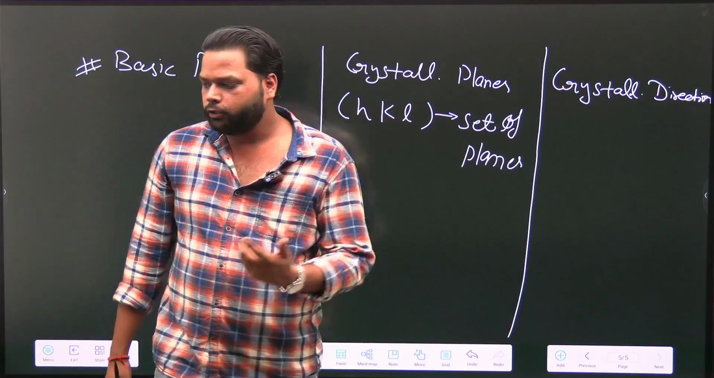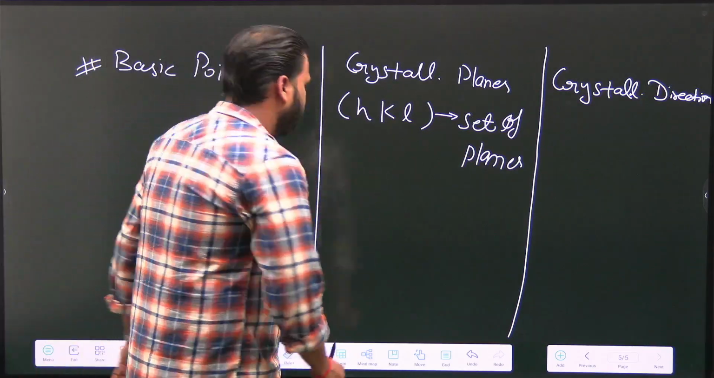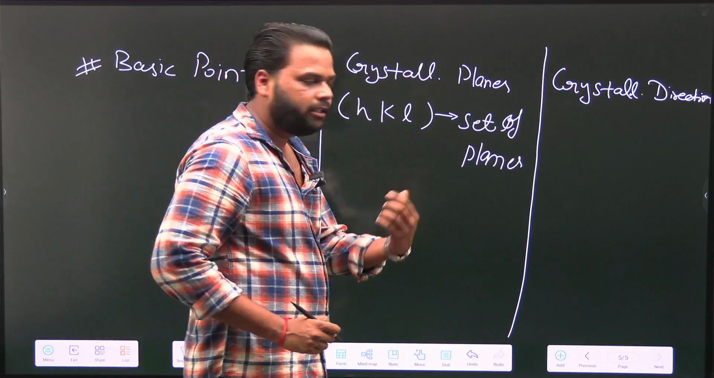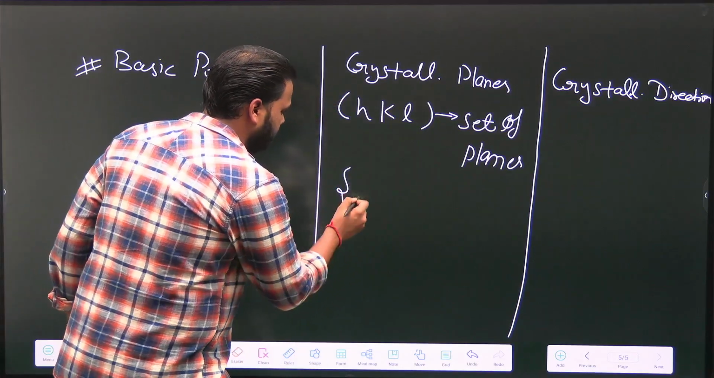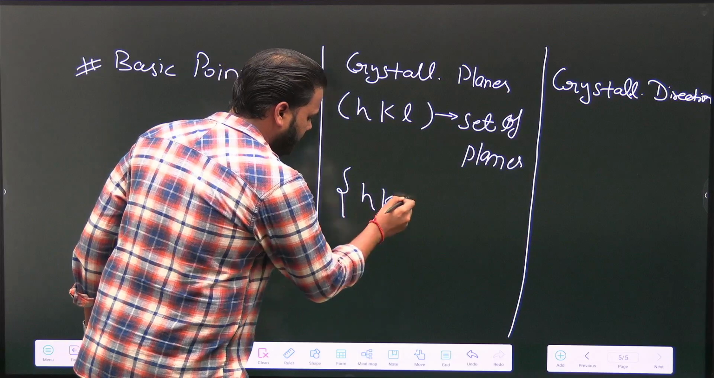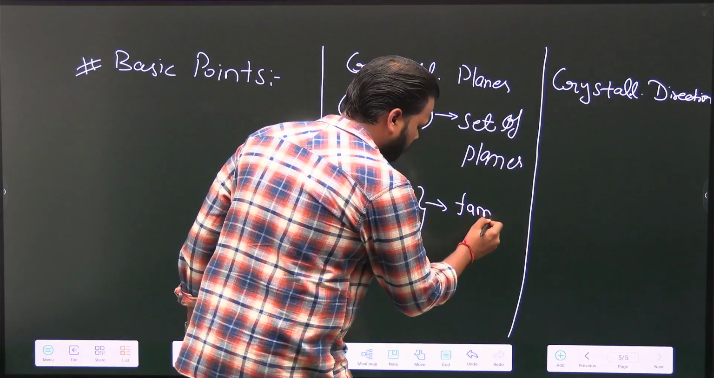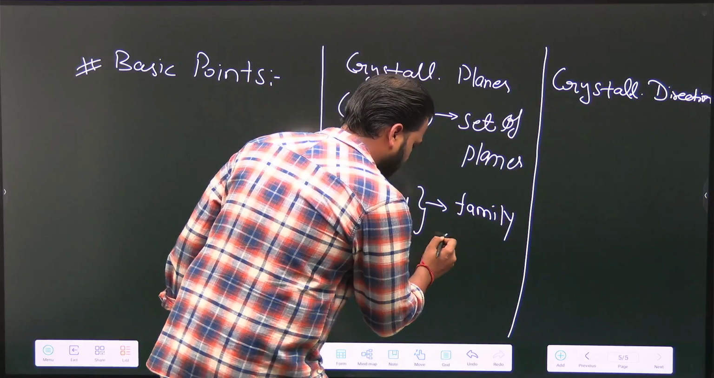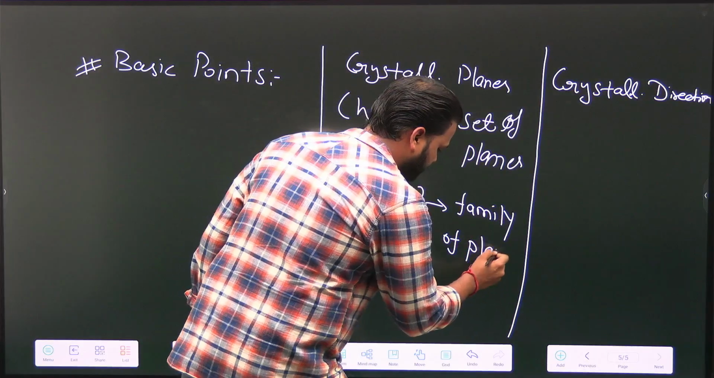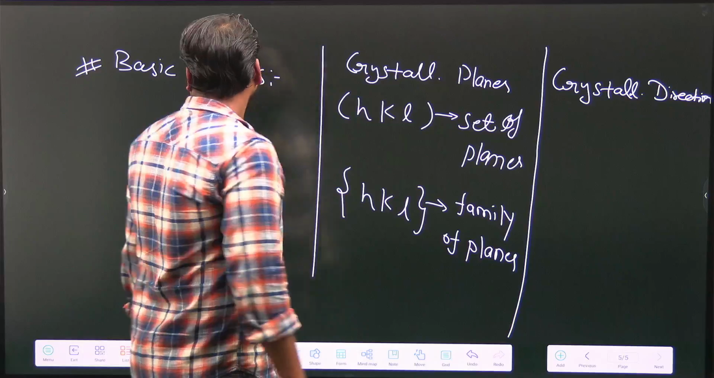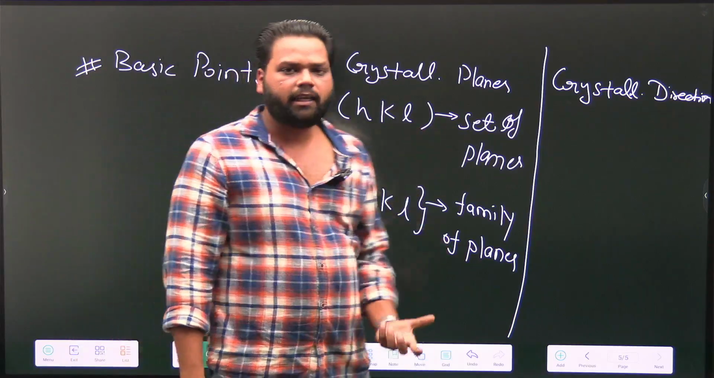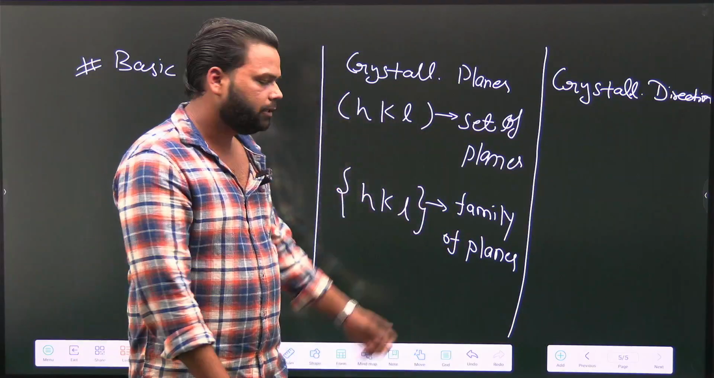And one thing I also told you, the family of planes is represented in this curly bracket, {hkl}. This represents the family of planes. Okay, right? Now set of planes क्या है, family of planes क्या है, थोड़ा सा उसके बारे में बात करते हैं.